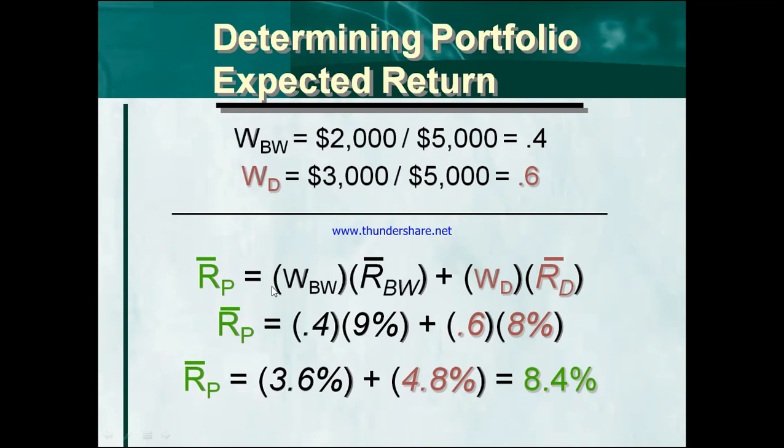The expected return of the portfolio we can get by using this: the weight of BW, the first stock, multiplied by the expected return of BW, plus the weight of stock D multiplied by the expected return of D. So here 0.4 is multiplied, this is given and already calculated, and 0.6, this is given, so multiply.